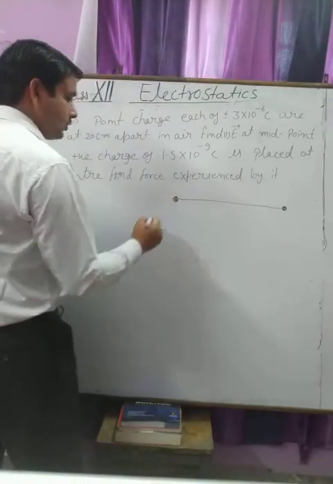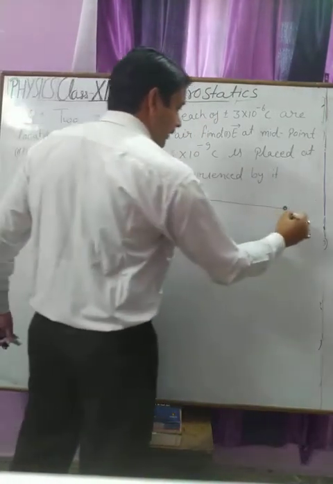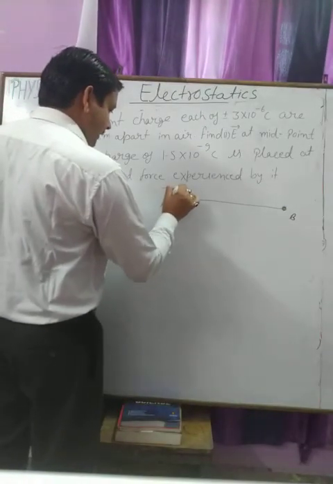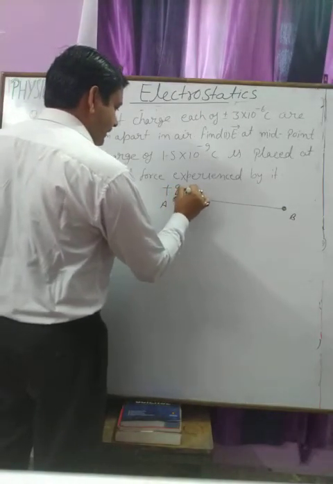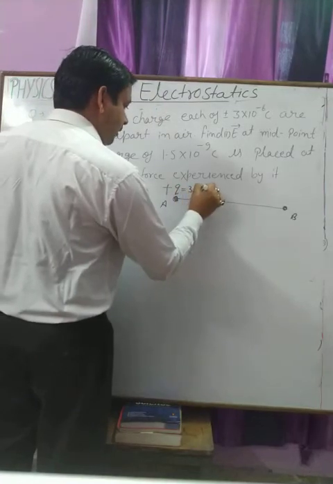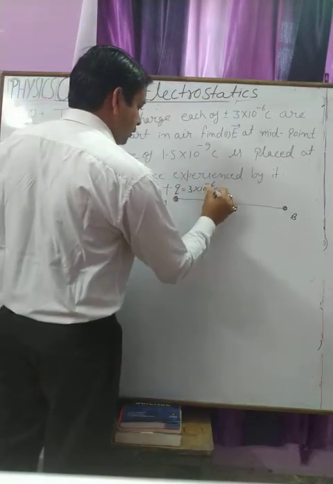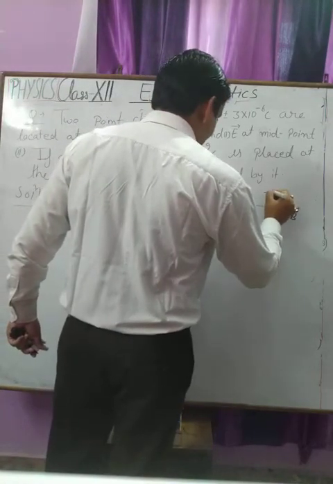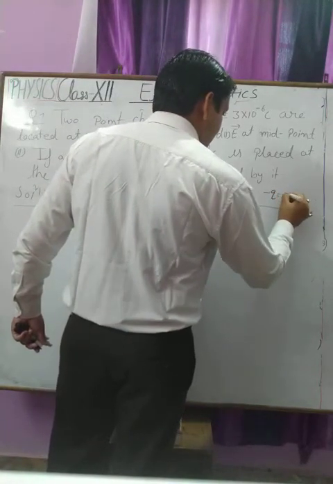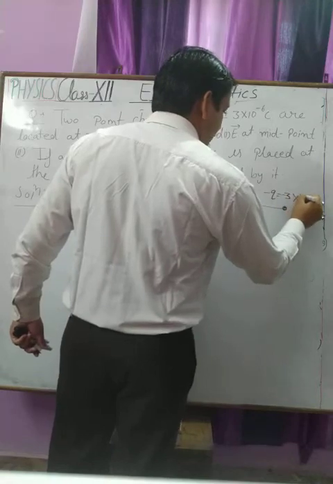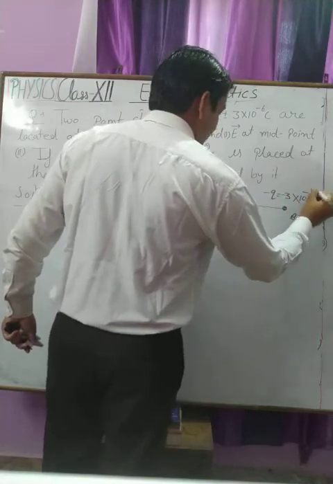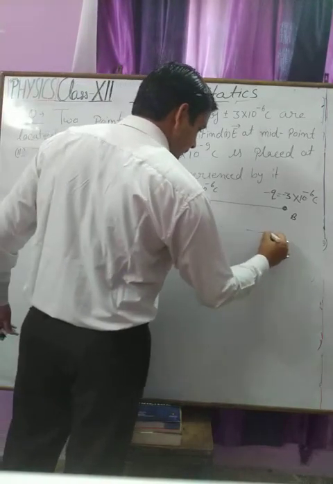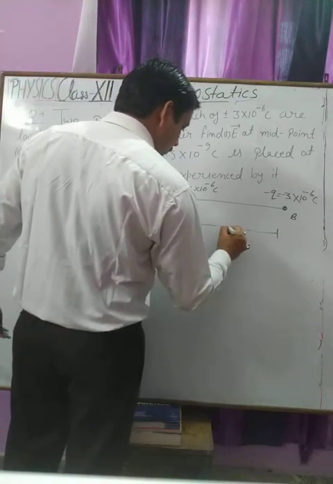These are the two charges, one at point A, one at point B. This one we take as plus q charge, that is 3 into 10 to the power minus 6 coulomb, and this is minus q charge, that is minus 3 into 10 to the power minus 6 coulomb, and the distance of separation is 20 centimeter.